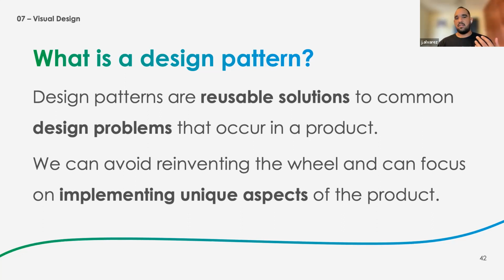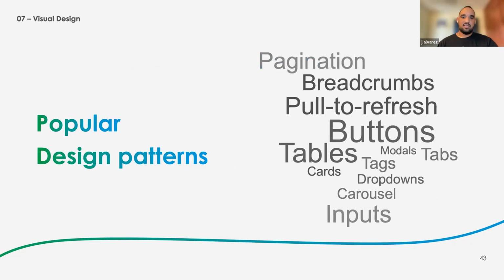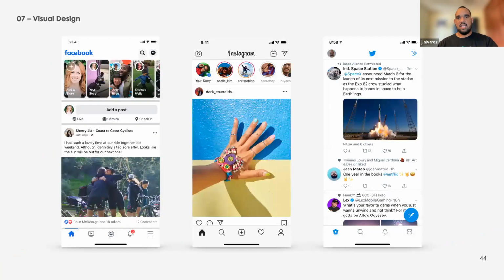You can probably learn or hear about some popular design patterns like pagination, breadcrumbs, pull to refresh, buttons, and a lot of other design patterns. In this industry, we have a lot of design patterns, and you've probably seen them in some popular apps like Facebook, Instagram, and Twitter. In the example we have here, you can notice they are pretty similar in general.